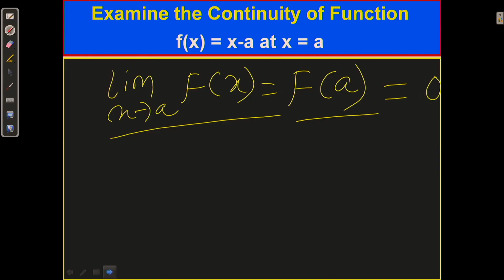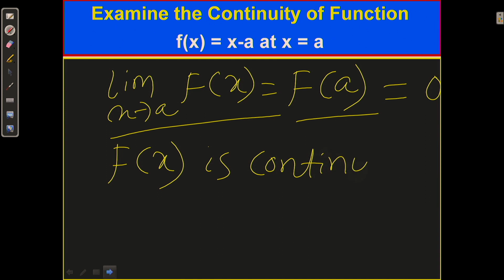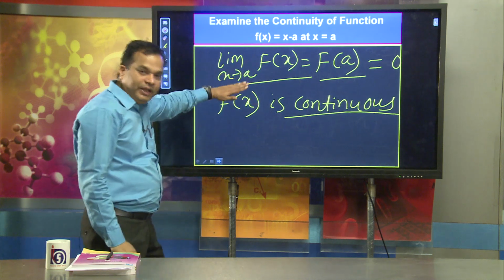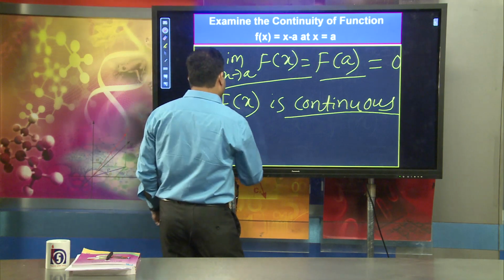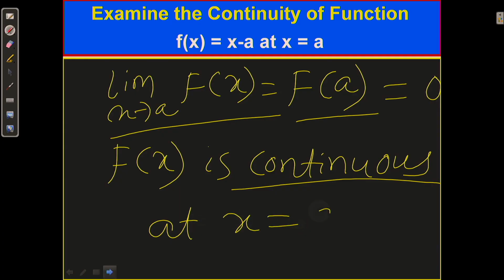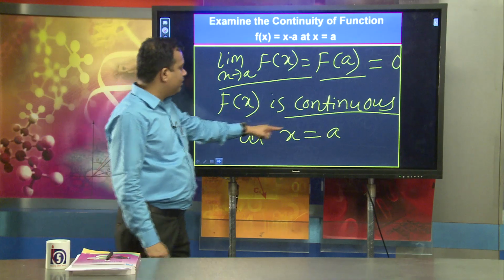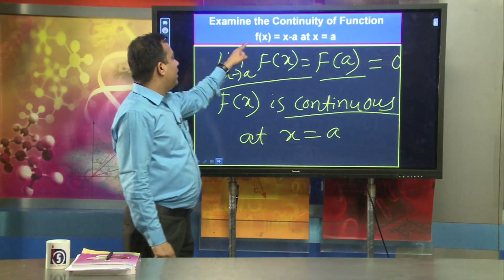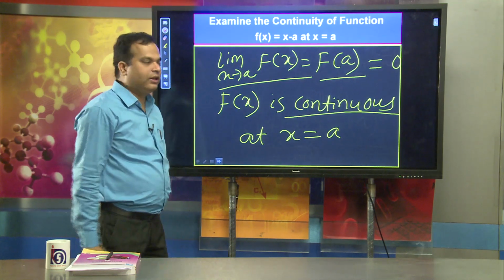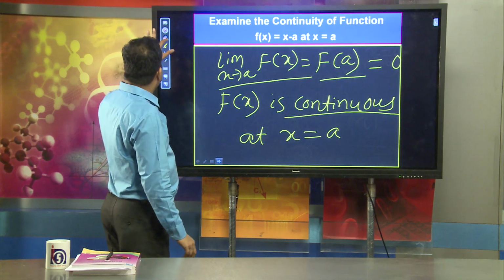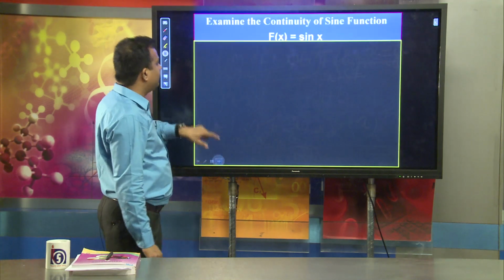So, we can conclude that the function f of x is continuous, because the limiting value is equal to the functional value, and at a particular point, that we have to mention, at x equal to a. That means, at the point x equal to a, the function f of x equal to x minus a is continuous. Okay. Dear learners, we will move to the next example. It will be more helpful to you.